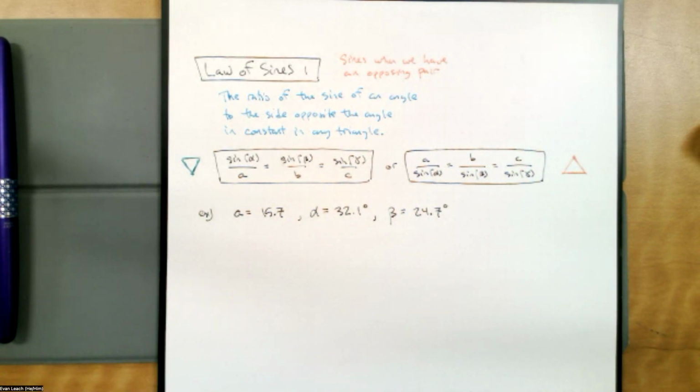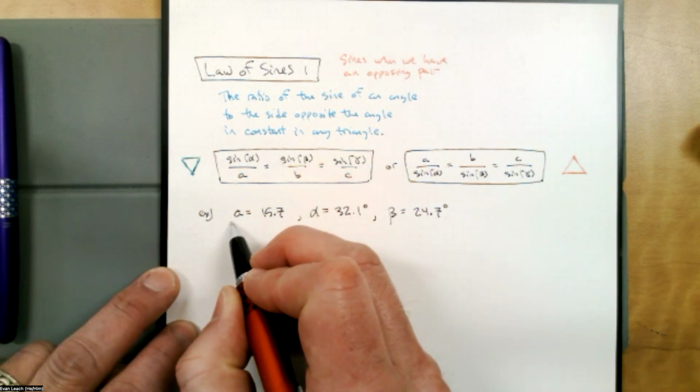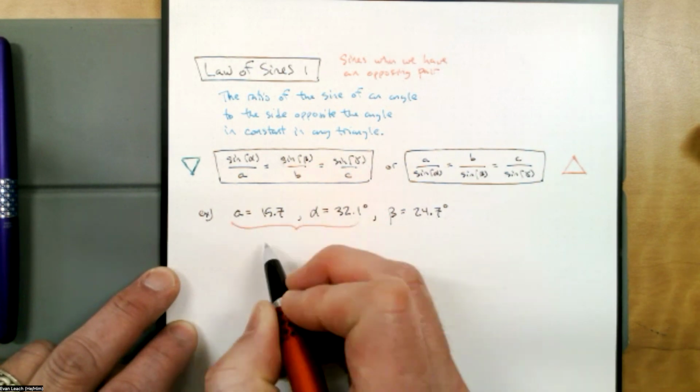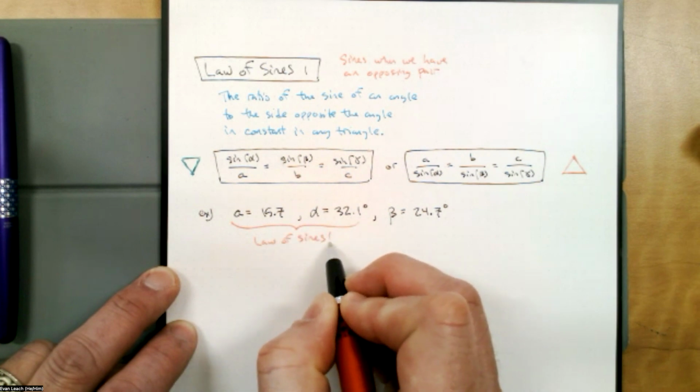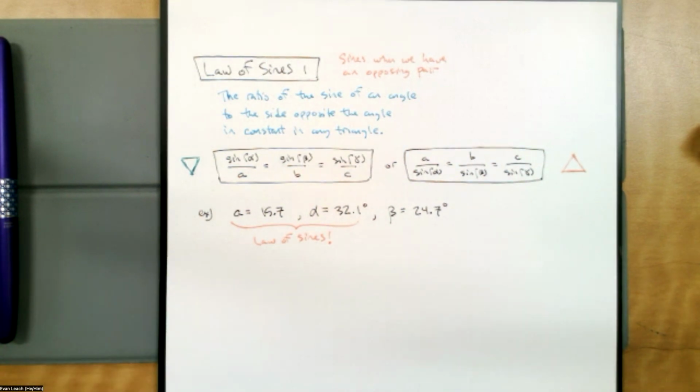Here's an example of a setup where we would use the law of sines. The reason that we know that we're going to use the law of sines is that in our given set of 3, I've got A and alpha. That's what tells us we're going to use the law of sines. I have a given opposing pair of information. I have A and alpha.